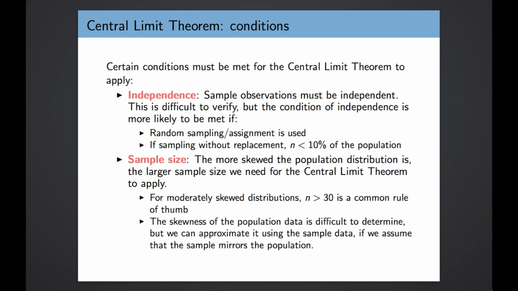If we want to meet this condition of independence, we are more likely to do that if we take random samples, if we do random assignment in a trial, in an experiment that we're doing. And if we're sampling without replacement, we should sample less than 10% of the total population. This usually isn't a problem. We usually don't calculate samples anywhere near that big, but this is just a rule of thumb.